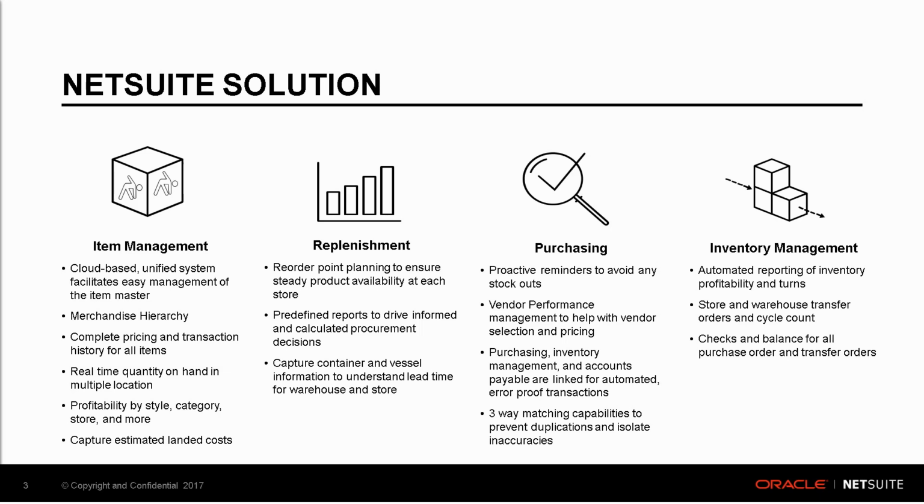Lastly, from an accounts payable perspective, the unification of the supply chain and financial processes prevents data duplication across purchase orders, item receipts, and vendor bills to ensure that your company doesn't incur the same cost multiple times. NetSuite also provides built-in capabilities to isolate any inaccuracies and easily backtrack to any resulting overpayments.